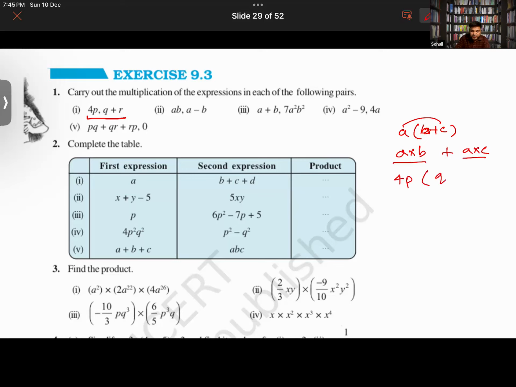4p times q plus r. So 4p into q, that will be 4pq. Then 4p times r, that will be 4pr. Yes, like this you have to carry out. Question number 3, this one.